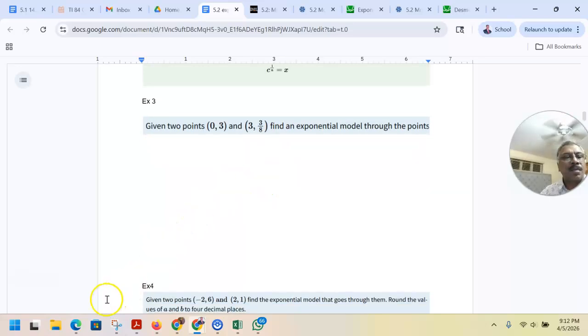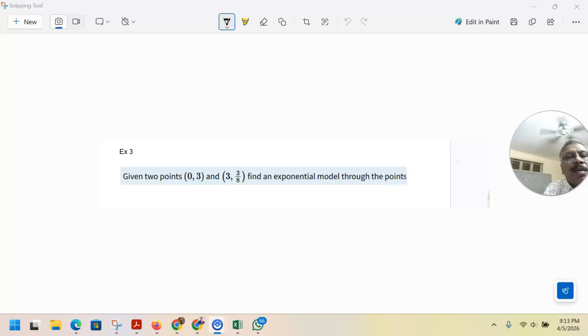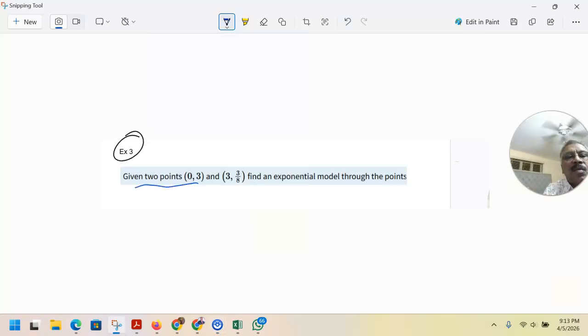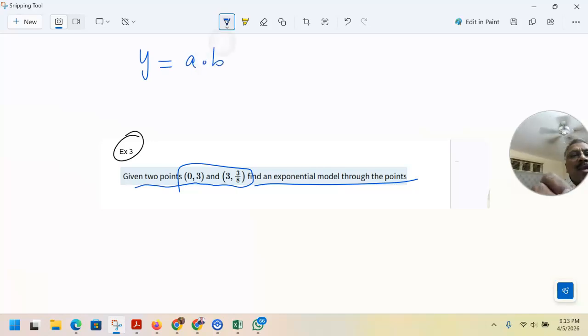Okay, here it is. So this is example number 3. Two points are given. See this? And find an exponential model. So the main equation is y equals a times b raised to x, right? Since you're given 2 points, the first point is 0 and 3. So let's plug in this x and y.